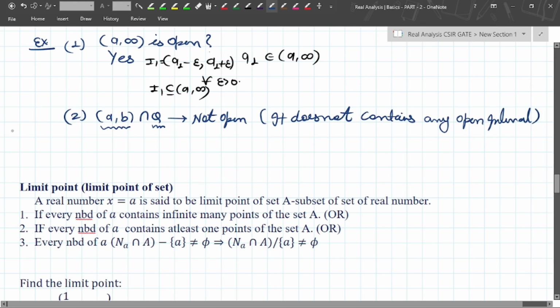Okay, next. Let's say I write (a, b) and take the intersection with the irrational numbers. Of course, it is also not open, for the same reason: it does not contain an open interval.